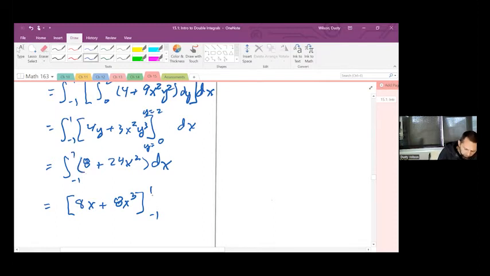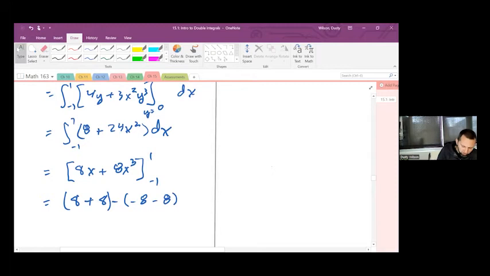-1 to 1, which would be, let's see, 8 plus 8 minus -8 minus 8. And that altogether looks to be about 32. And this 32 would represent the exact area under the surface.